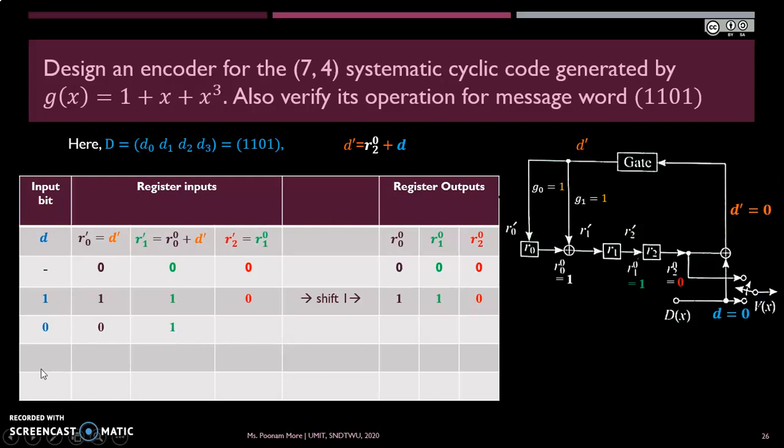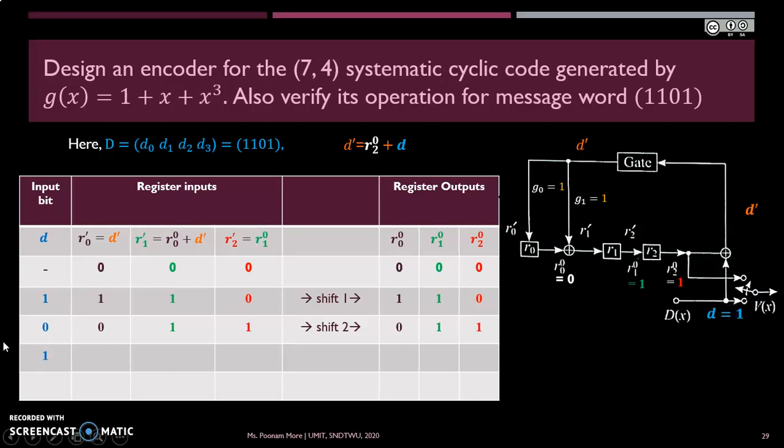Similarly we will find out what is the R2 dash. R2 dash is simply R10, which is over here, equal to 1. So we will substitute that in this column. After the completion of this operation in the second shift, these input bits will be available at the output of the register, hence changing the status of the output of each register. So now we will consider the third bit, that is 1.